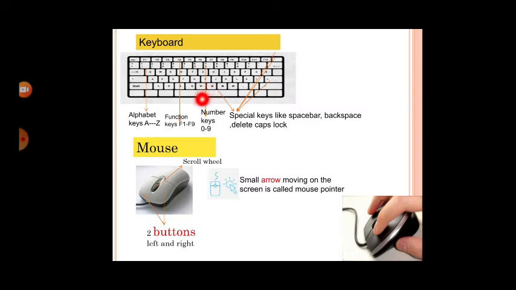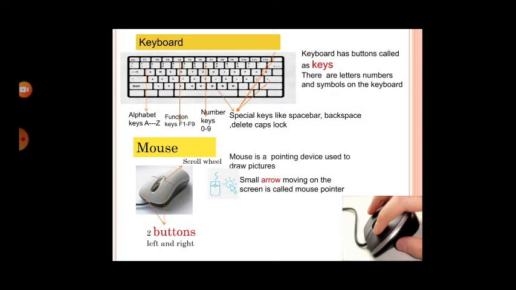Spacebar is used to give the space between two words or two letters. Backspace deletes the character towards the left side. Delete key deletes the character towards the right side, and caps lock is used to make the letters capital letters. Keyboard has buttons called keys. We use the keyboard just for typing. There are letters, numbers and symbols on the keyboard.